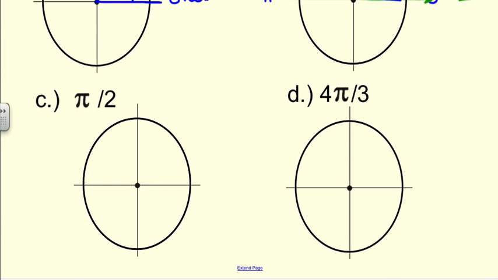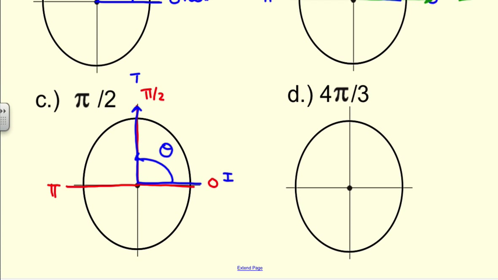A couple more left here, pi over 2. That should be starting to become familiar to you. Here is 0 radians. All the way across is pi, so we split it in half. Halfway is pi over 2. So the angle, initial side of 0, terminal side, here is my angle measure for theta. Notice that it's also 90 degrees.